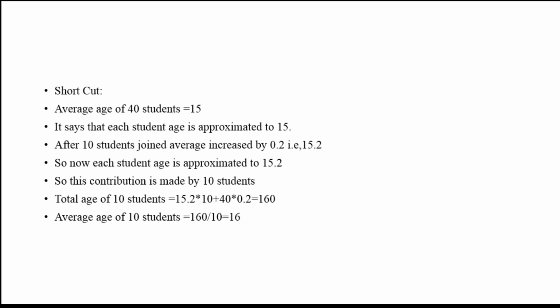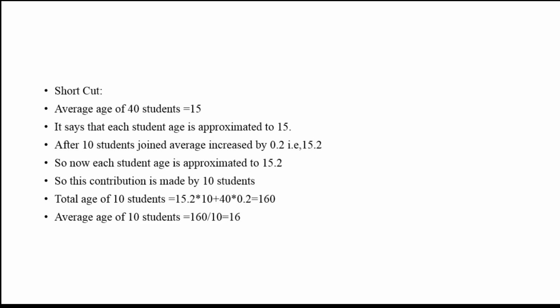See, when some new people are added to a group or a classroom or any particular group, when there is an increment, this contribution needs to be given to the new people. When there is a decrement, this contribution needs to be given to the new people. Because of them only, this decrement or this increment has happened. So the average age of students is 15. So each and every student's age can be approximated as 15. When 10 new students join, the average has increased by 0.2 years. Because of these 10 new students only, the average of 40 students has increased to 15.2. So this contribution needs to be given to these 10 people.